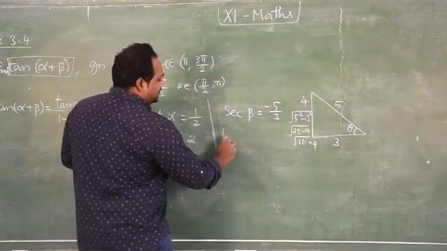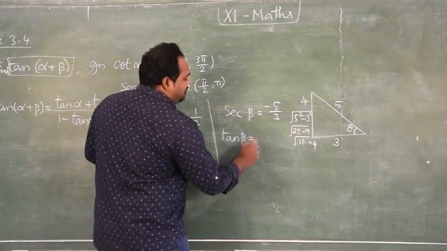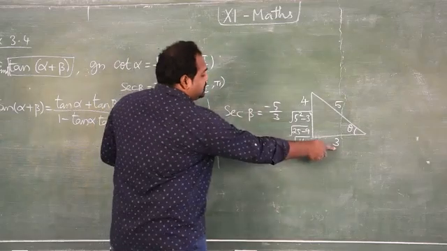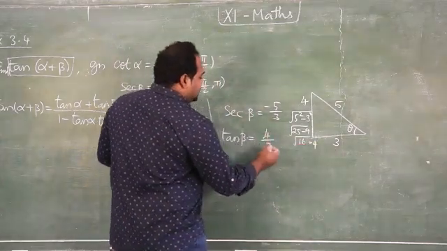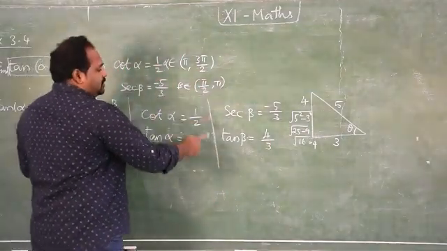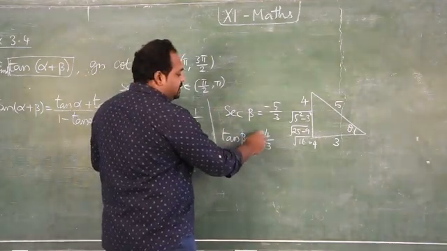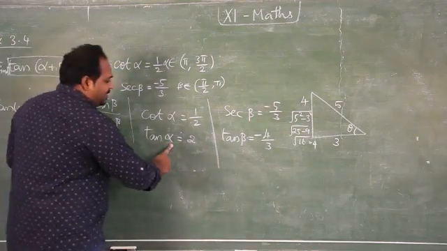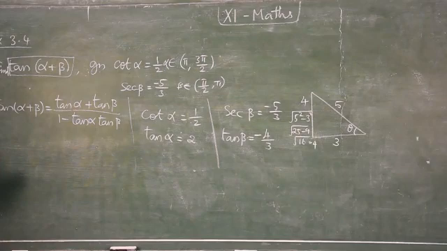Now we can write the tan beta value as opposite by adjacent. It is 4 by 3. Beta belongs to the second quadrant, where tan value is negative, so we have to write minus 4 by 3. Now we have the values of tan alpha and tan beta. Here we can apply them in the formula and we will get the answer.